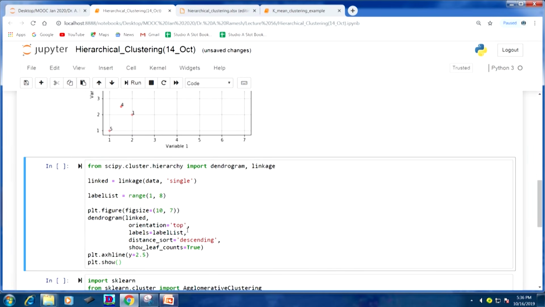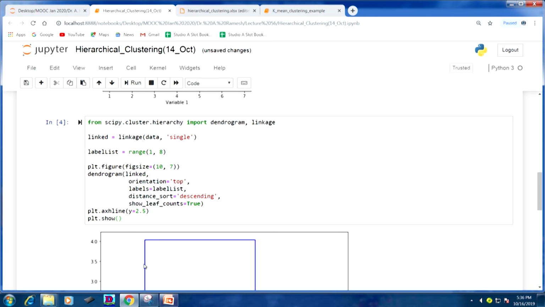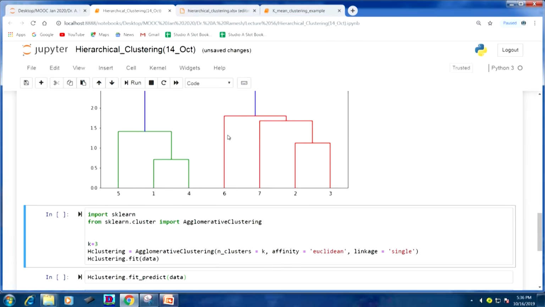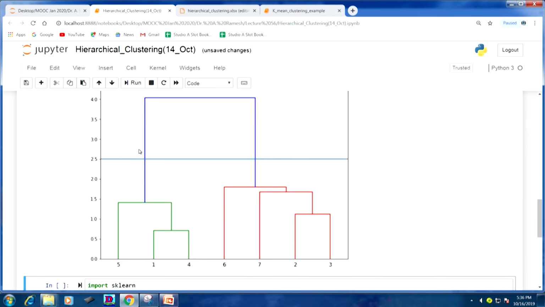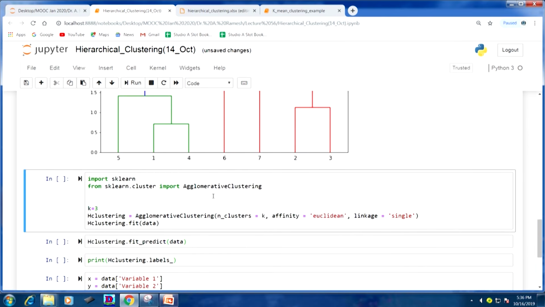So, what are we going to do? We are going to do the single linkage. Here, I am going to show the figure size also. Here, in this picture, we are going to get the dendrogram. So, this is the dendrogram. 2 and 3 are forming one cluster, after that 7 is joining, after that 6 is joining. Here at the first level, 1 and 4 are joining, then 5 is joining there, and at the end all are going to be in the same cluster.